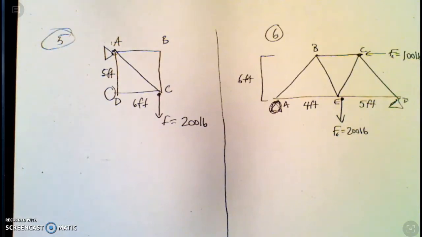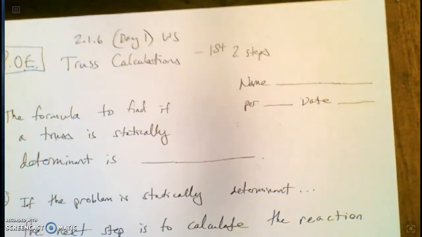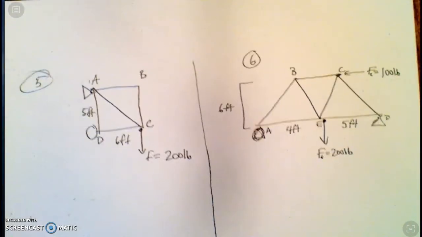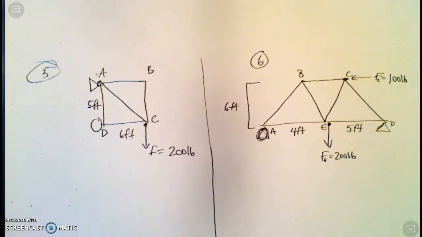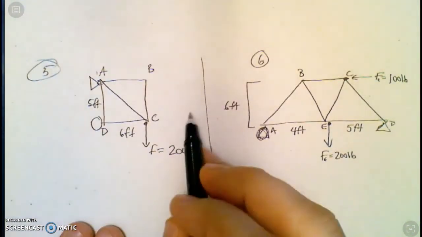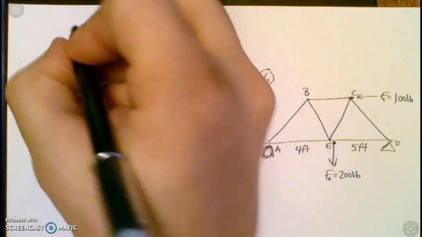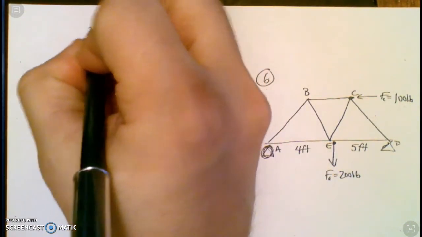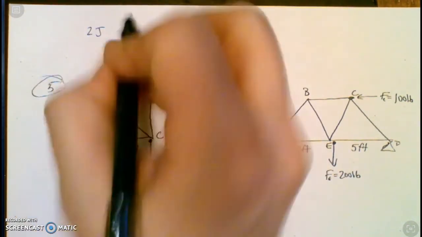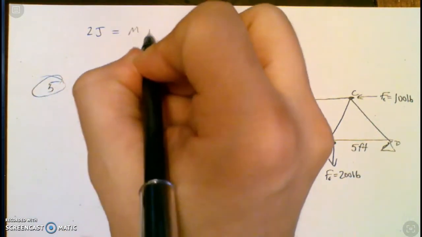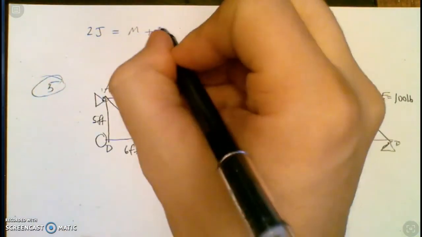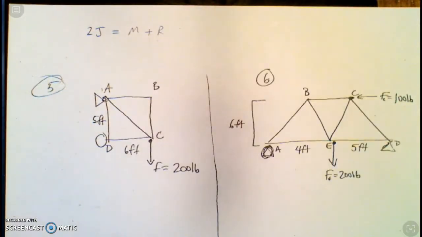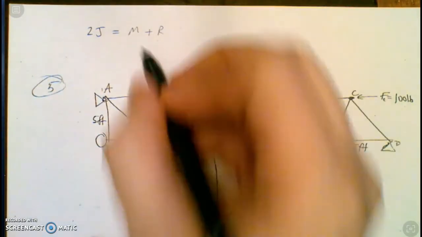All right, so here's some help with the back page of the day one truss calculations video. We already did the front. And remember, on every problem, you only have to do the problem if it's statically determinate, which means 2 times the number of joints equals the number of members plus reaction forces. So you should always check that first.